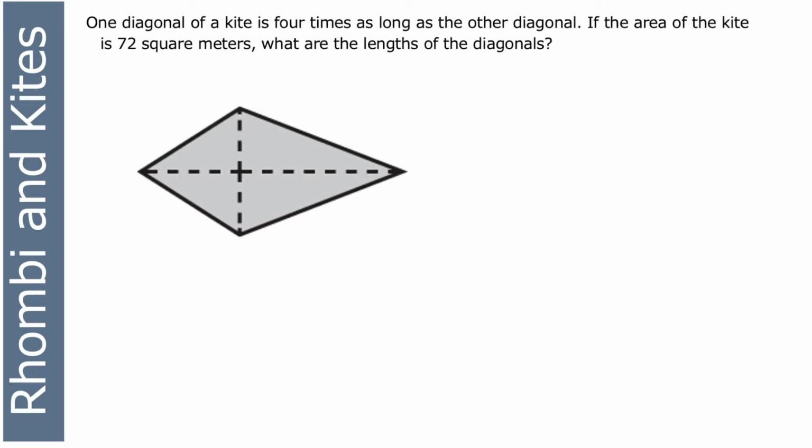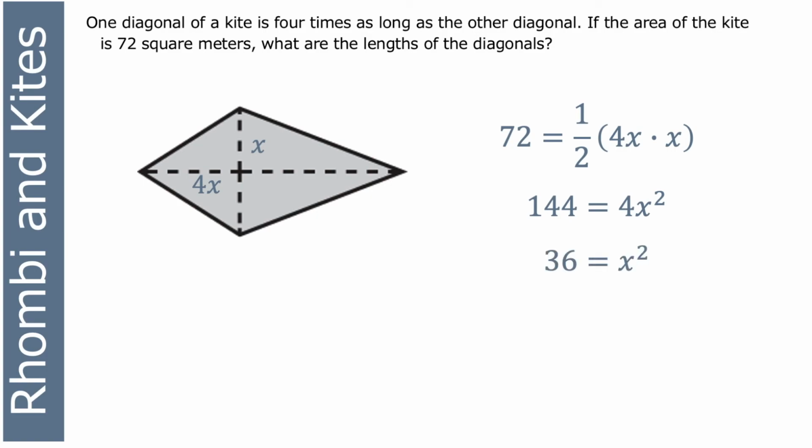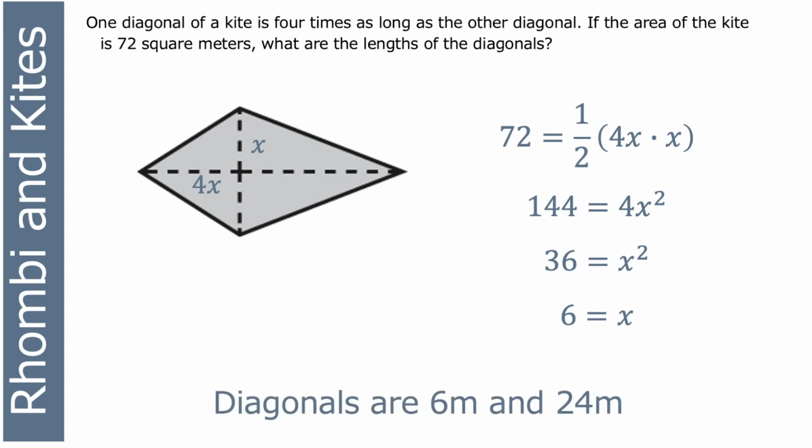So one diagonal of a kite is 4 times as long as the other. Okay, so if the area of the kite is 72 square meters, what are the lengths of the diagonals? Well, if one diagonal is x, that means the other diagonal is 4x. The area is 72, so I know 72 equals 1/2 4x times x. Again, let's multiply both sides by 2 to get rid of that fraction. So I have 144 equals 4x squared. Divide both sides by 4. I know 36 is x squared, so x equals 6. So my diagonals are 6 and 4 times 6, which is 24.